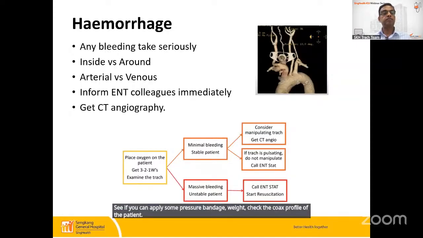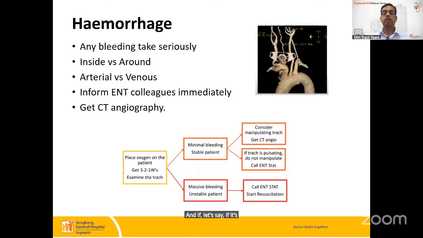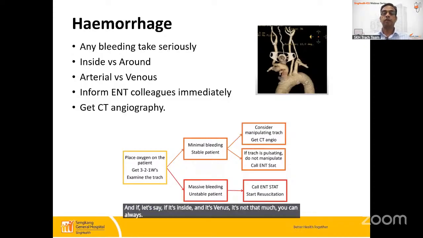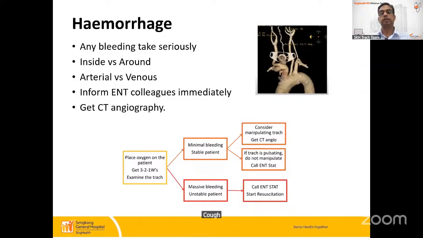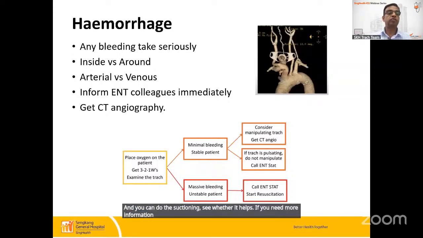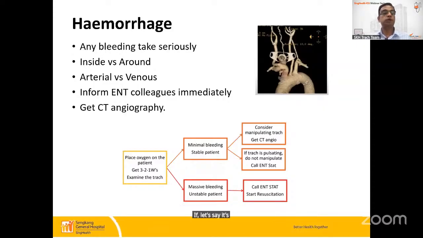And if, let's say, it's inside and it's venous, it's not that much, you can always cuff up the tube so that the bleeding is not entering the lungs, and you can do the suctioning, see whether it helps. If you need more information, you can arrange for a CT angiography. If, let's say, it's from inside the tube and it's arterial, there it's an emergency. So you should get ENT stat. Okay, so don't waste time over here.